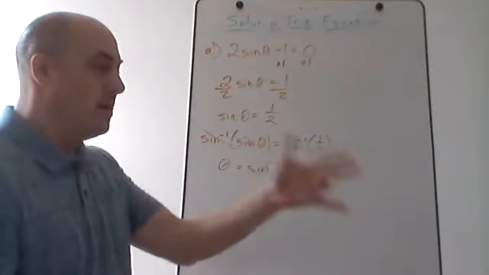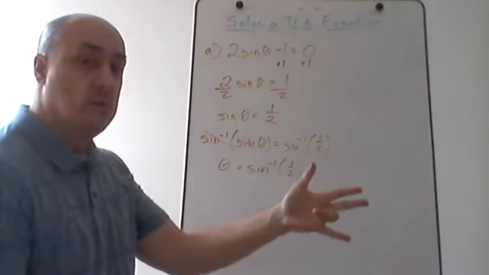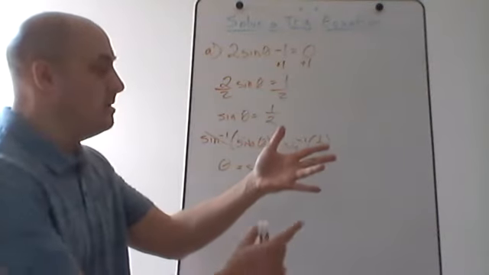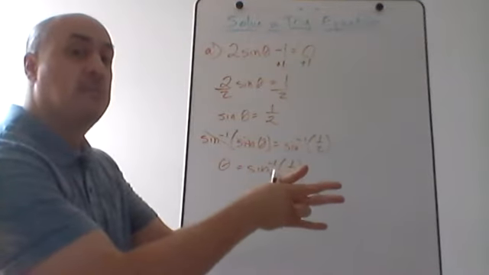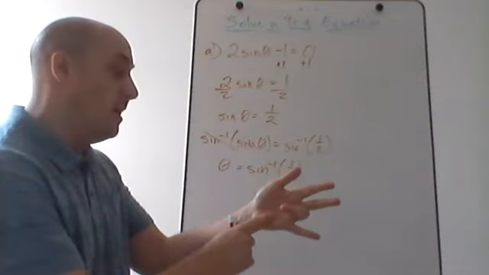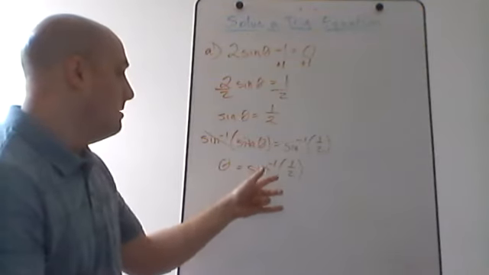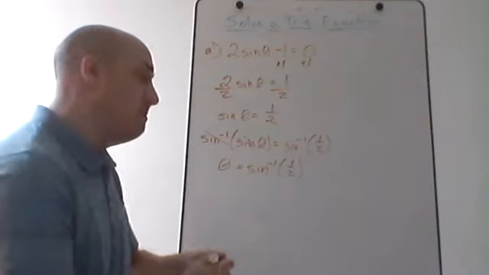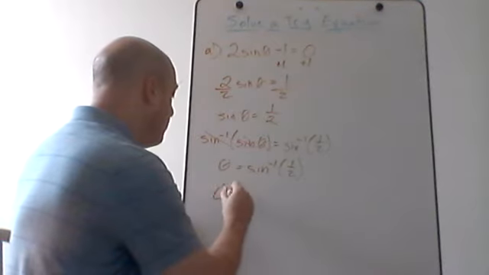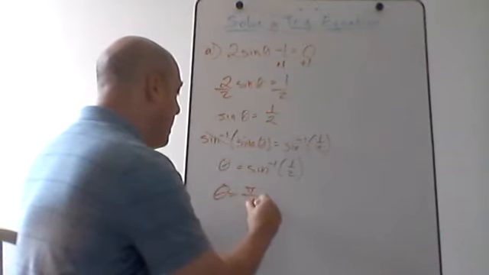So I go to my trig hand. Sine is the y coordinate, so if I put down my ring finger, my x is above, root 3 over 2, my y below is 1/2. So sine inverse of 1/2 is going to be this finger, which corresponds to pi over 6. So theta equals pi over 6.